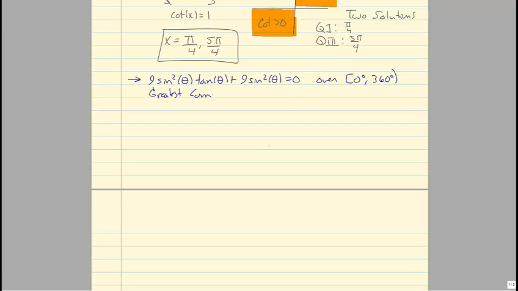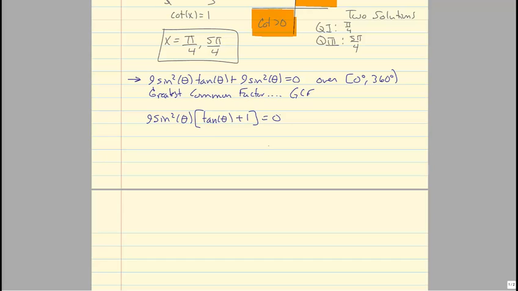The greatest common factor can be abbreviated GCF. And if you look to see what's common between both of these, it looks like they both have a sine squared theta. And oh, there's a 9 as well. So let's go ahead and pull out the 9 sine squared theta. If I factor out the 9 sine squared theta, I'm left with tangent of theta plus 1 equals 0. And I always like that 0 on the right when I can get it when I'm factoring, because then I can use the zero factor property.